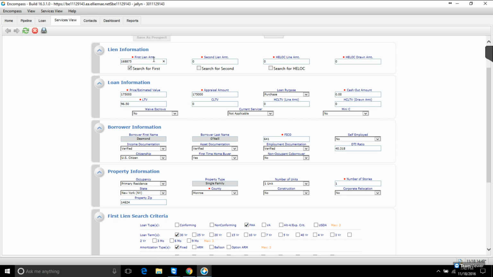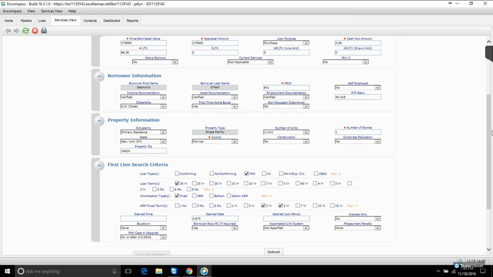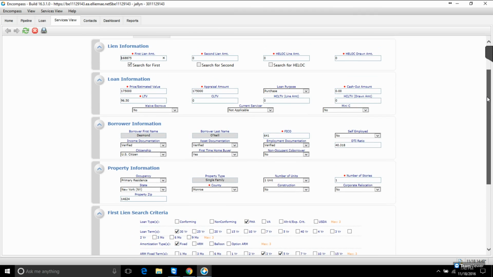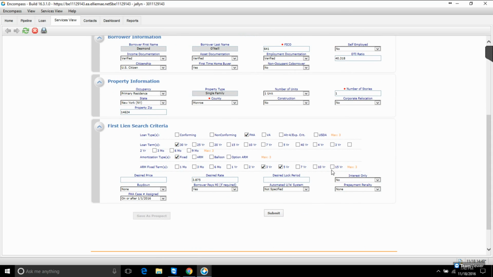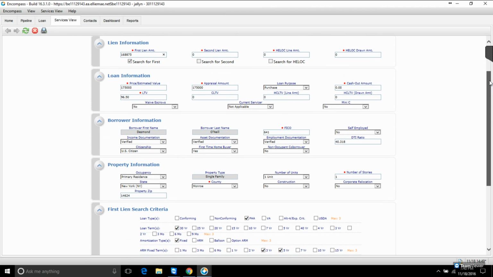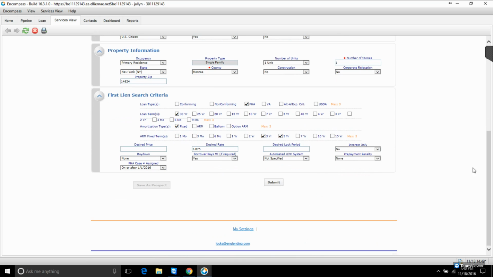The ones that really matter are like your first lien amount, and all this data already populated from Encompass, so I don't need to do any entry. When you're going inside Google Chrome and going in through a web browser, you have to type in all your data. So it already populates everything for you. Everything carries over from Encompass. Sometimes the credit score doesn't carry over, but it's already got everything in there.